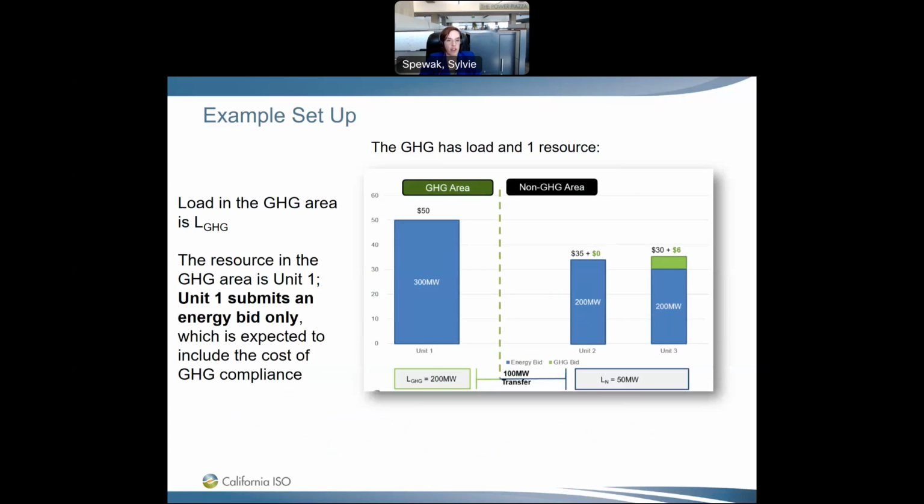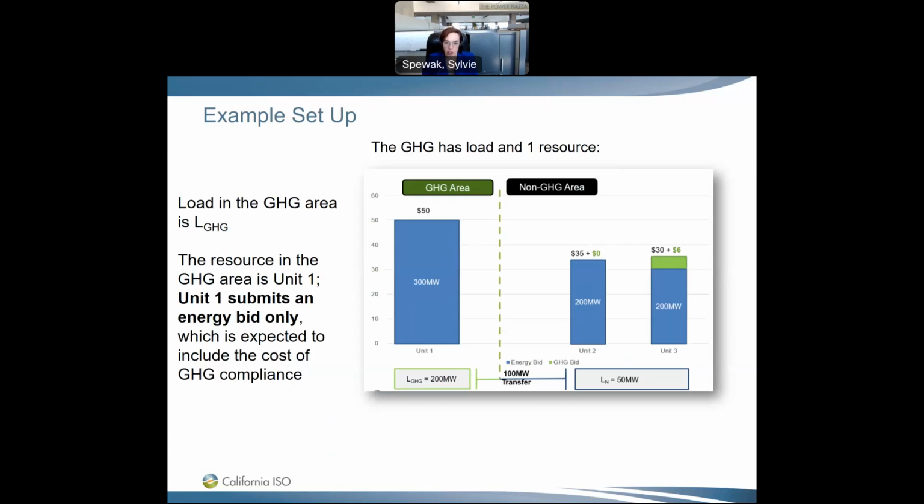In the GHG area, we see load that's labeled at the bottom as LGHG, and there's one resource, that's Unit 1. Unit 1 submits an energy bid only, which we expect to include the cost of GHG compliance. And as we talked about in Chapter 3, this is because this resource doesn't get attributed to its own area. The LMP in the GHG area will reflect all relevant energy and compliance costs, so there's no need to separate out that energy and GHG.